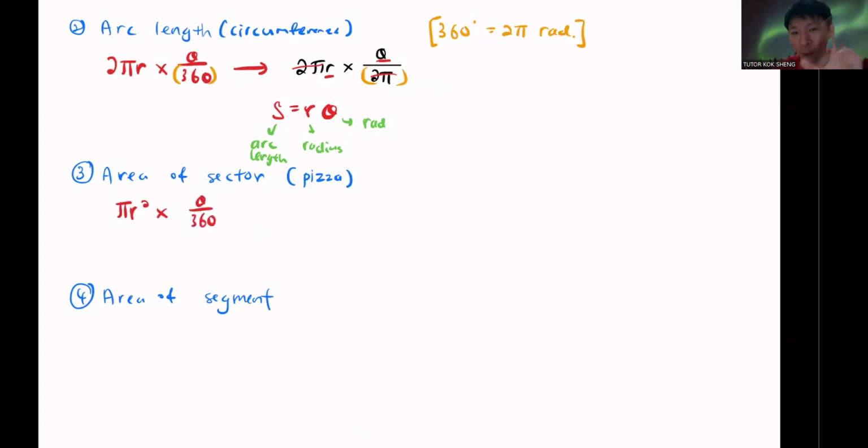So also, I will show you how they get to the area of sector formula for this chapter. Same thing also. How do they convert? These 360, same also, equals to 2 pi radian. So you get pi r square times theta over 2 pi. The 2 pi cancel.